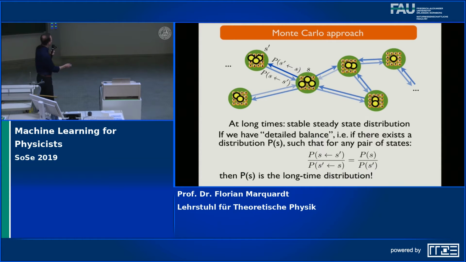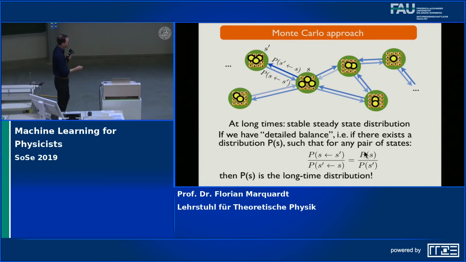And so if this is fulfilled, then P of S is automatically the limiting distribution, yeah? Because nothing changes anymore, so we just prove it. Okay, fine. So that's a peculiar condition. Now, this P of S could still be anything. But of course, we would like to have a situation where this P of S is the Boltzmann distribution.